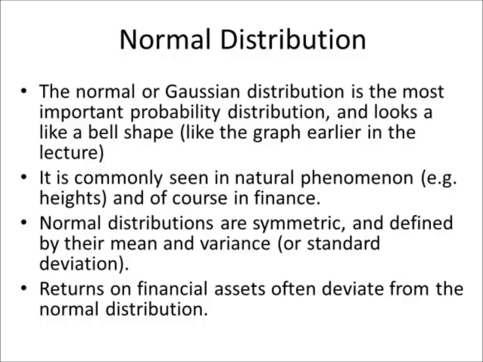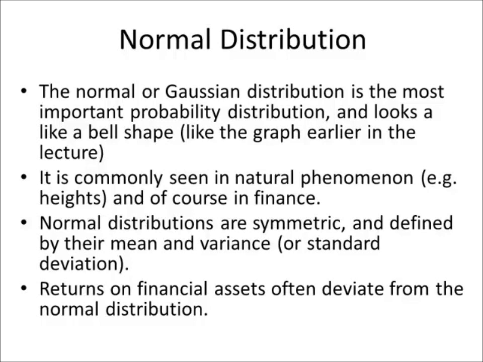It is commonly seen in natural phenomena, for example heights. If you plot people's heights, you'll find that they're normally distributed. It follows that bell shape, that is, a large concentration in the middle around the mean, and smaller numbers of observations at the extremes. It's also seen in finance. Maybe some of you have heard of the Black-Scholes model, which is an option pricing model, and that uses normally distributed returns. So what is a normal distribution?